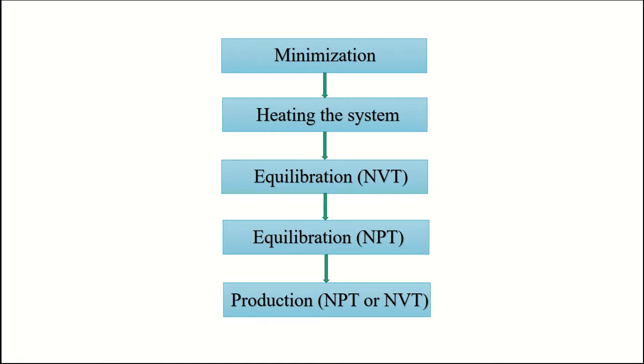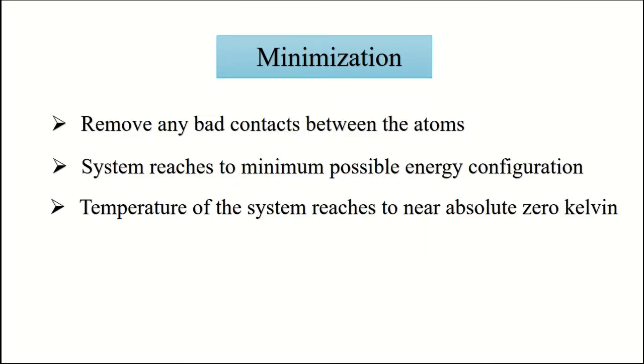Okay, so there are some steps that we go through when we perform molecular dynamic simulation. So the first step is the minimization, and after that it is heating of the system, then NVT equilibration, then NPT equilibration, and the last step is the production run. So one by one we are going to discuss these steps. Okay, so let us start with the minimization.